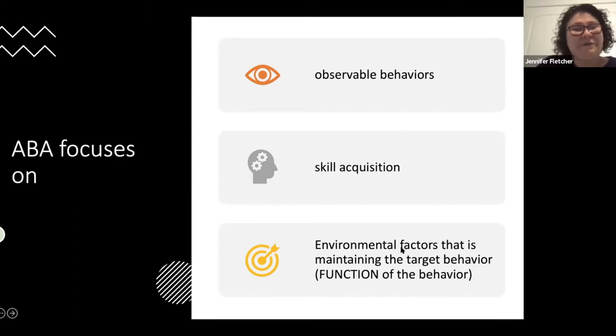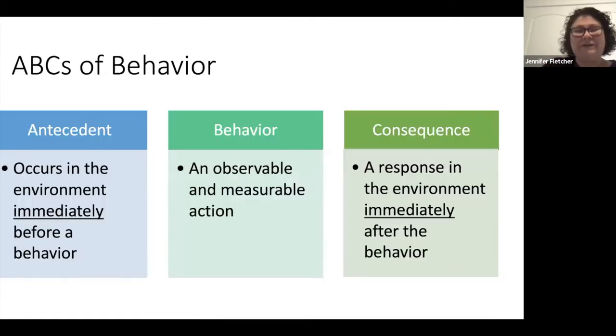So ABA tends to focus on observable behaviors, skill acquisition, and then environmental factors that maintain the target behavior, so the functional behavior. We're going to talk about that as we go. Now we're going to get to the ABCs of behavior. When you're looking at behaviors, you want to know your ABCs. Really understanding what the ABCs of behavior are will help you know how to best teach your child new behaviors, replacement behaviors, and just be able to help them improve their quality of life and hopefully improve quality of life for yourself as you help them learn how to better deal with their behaviors.